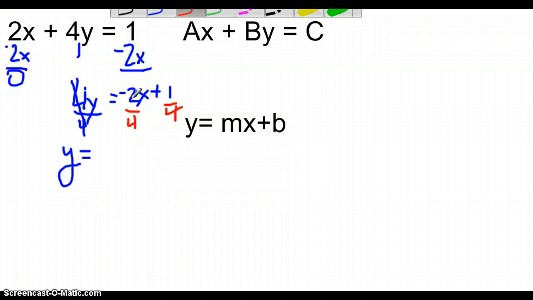So this becomes negative 2 over 4, and hopefully you know to reduce, that becomes negative 1/2 x. And then 1 divided by 4 is 0.25. And when we're doing fractions or equations, we like to keep them as fractions. So we'll just leave that as 1/4. So now this is in slope-intercept form. Standard form, subtracted the 2x, wrote it in the correct order, divided both by 4, and now we should know that my slope is negative 1/2 and my y-intercept is 1/4.